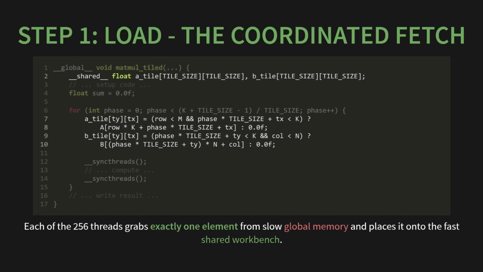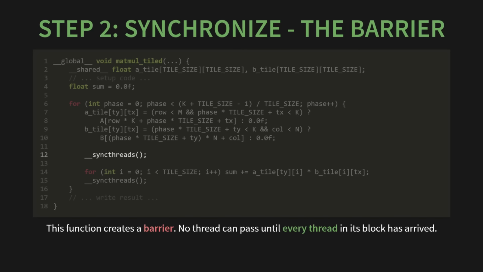Step 1. Load, the coordinated fetch. We declare our shared memory workbenches for A-tile and B-tile. Then, look at these two lines. Each of the 256 threads in our block grabs exactly one element from slow global memory and places it onto the fast shared workbench. It's a perfectly coordinated team effort.